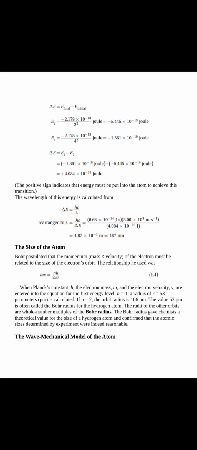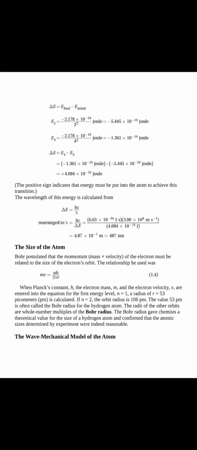The size of the atom. Bohr postulated that the momentum, defined as mass multiplied by velocity, of the electron must be related to the size of the electron's orbit. The relationship he used was mass multiplied by velocity equals principal quantum number multiplied by Planck's constant divided by 2 pi multiplied by radius.